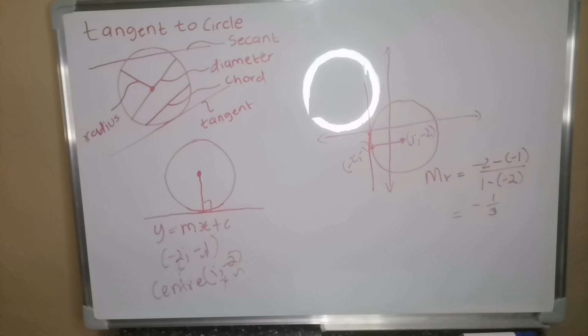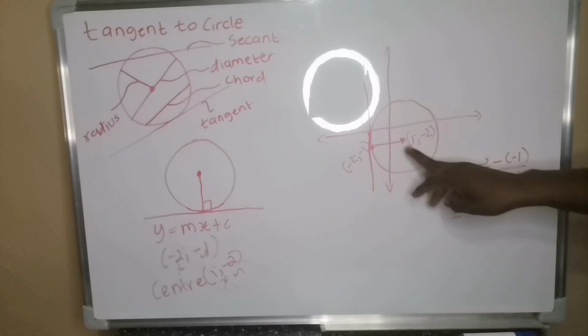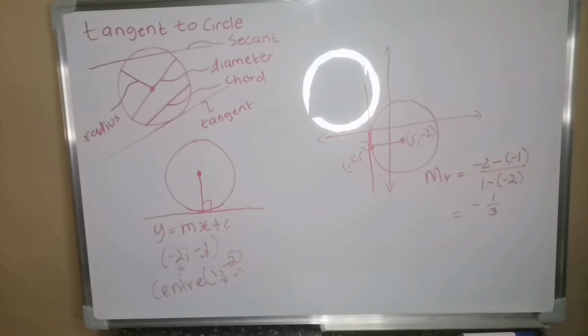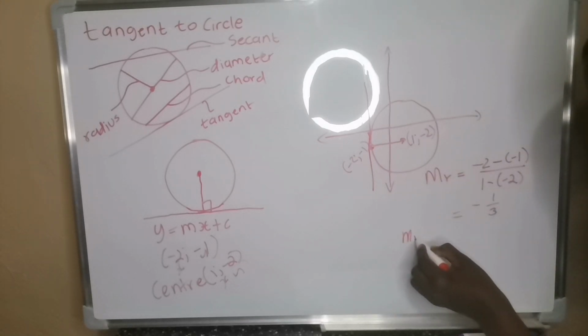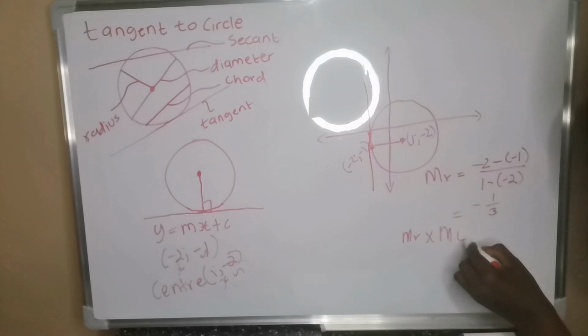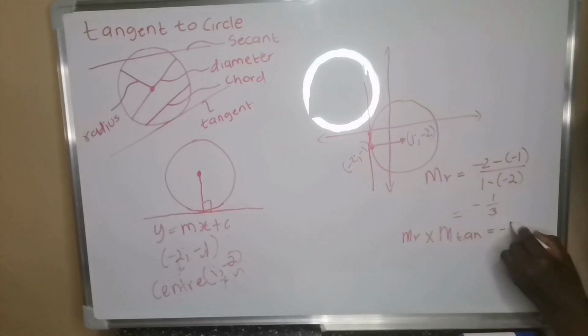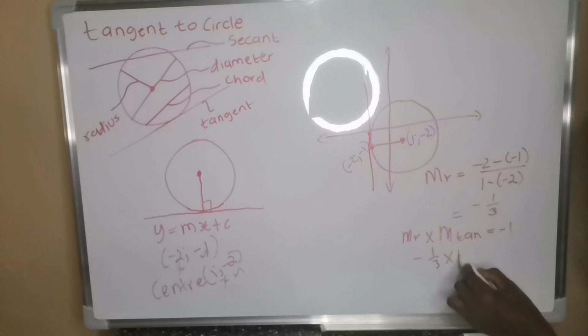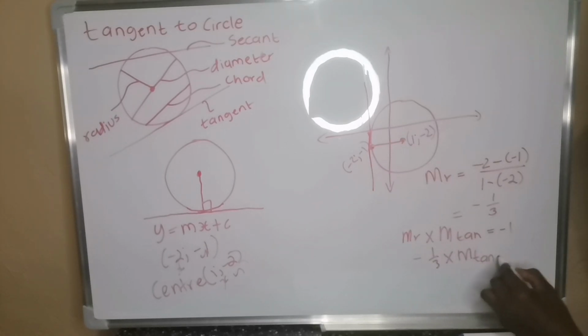And remember, we said that the gradient of our radius, when you multiply it with the gradient of our tangent, is equal to negative 1. Therefore, when I have negative 1 over 3 multiplied by the gradient of our tangent, we need to find the gradient of the tangent.